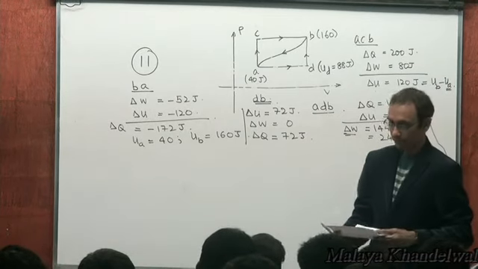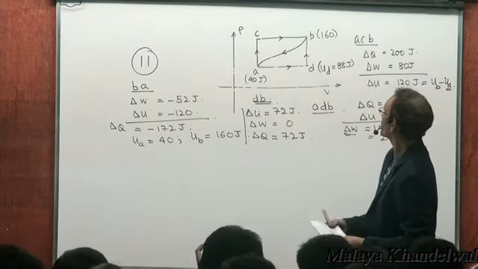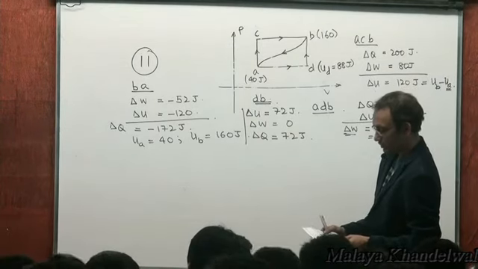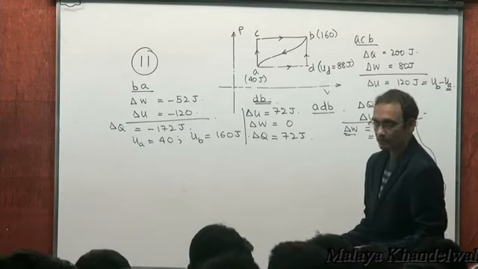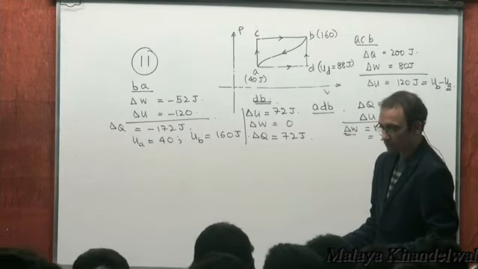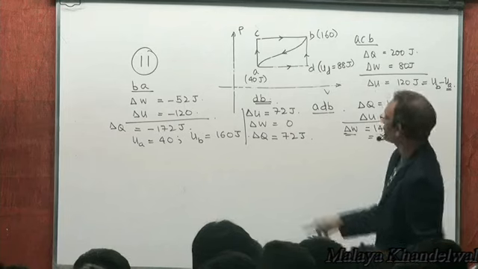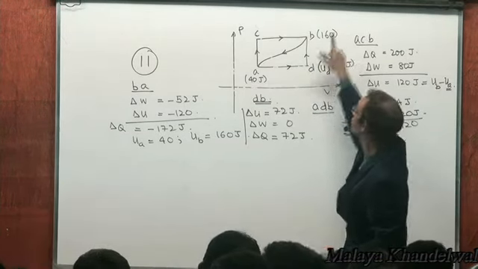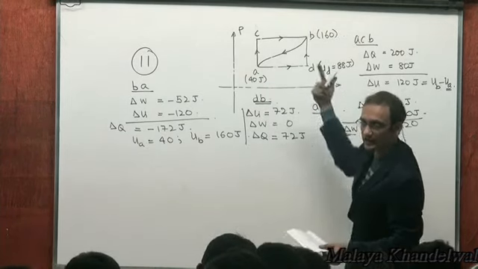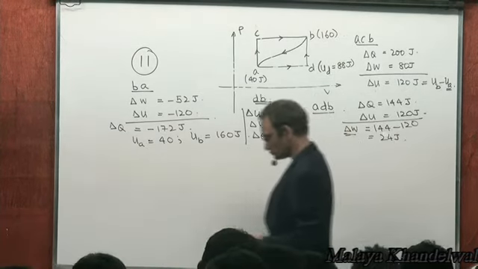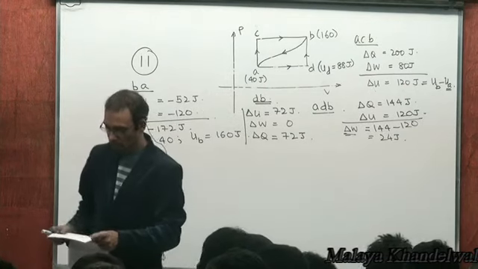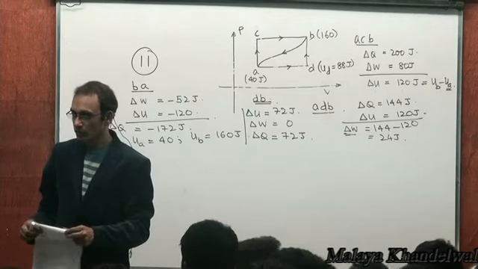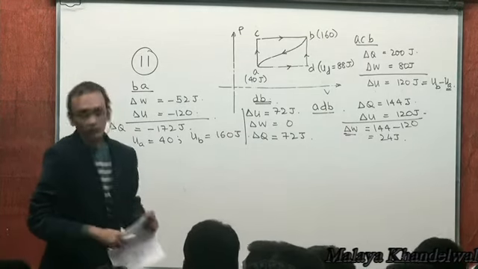Values 40 joules and 160 joules are respective only for question 13? No, no, they are all connected. We can use them. I mean, this has been obtained on the premise of this, so they are connected.